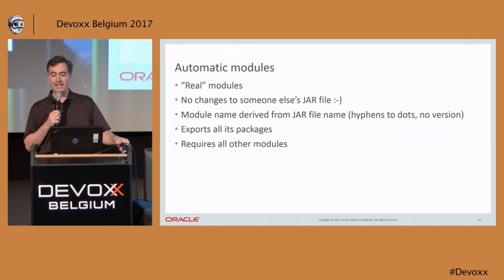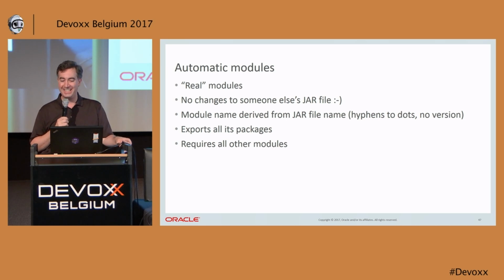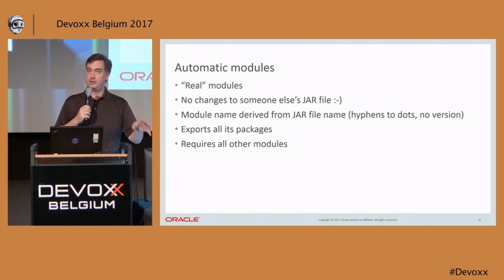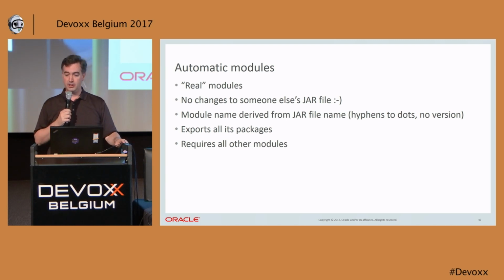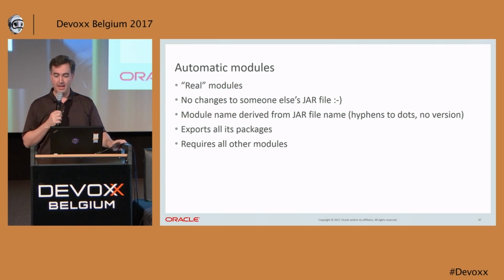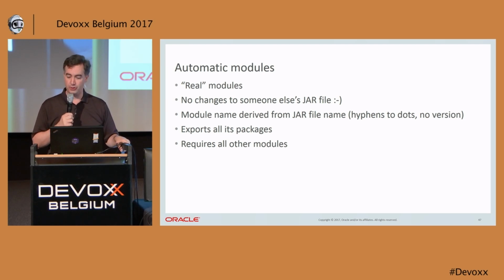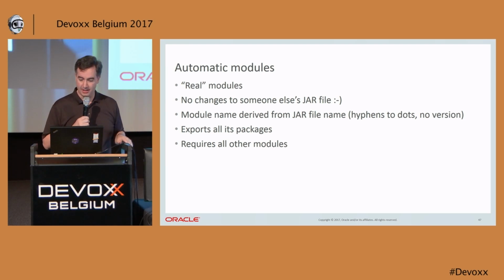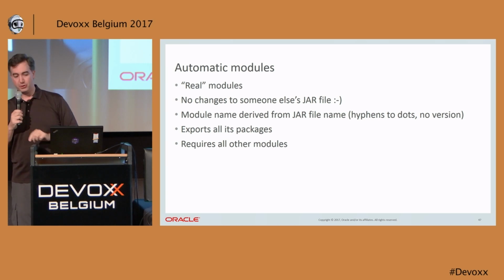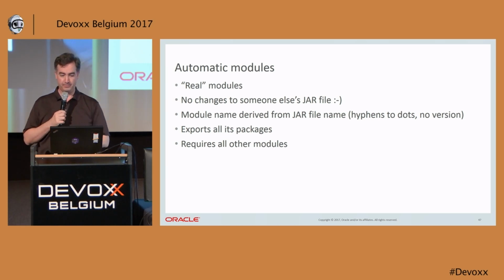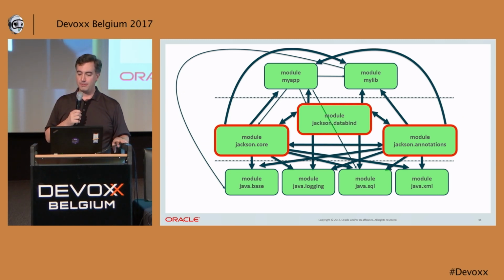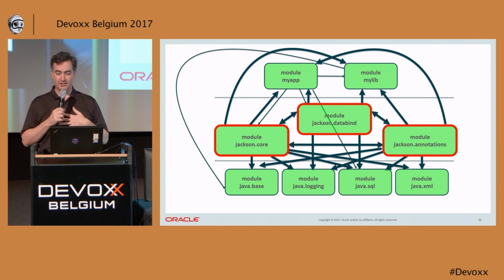An automatic module is a module whose declaration is inferred by the module system from a jar on the module path. So if you have library jars that are not modular jars, you can still put them on the module path, and the module system will turn them into modules automatically. In effect, this means that yesterday's jars are already today's modules.